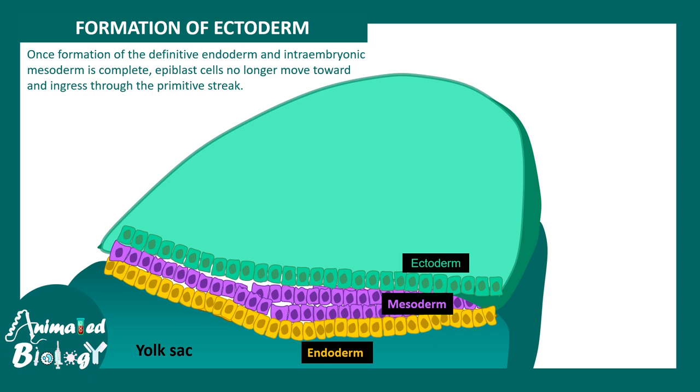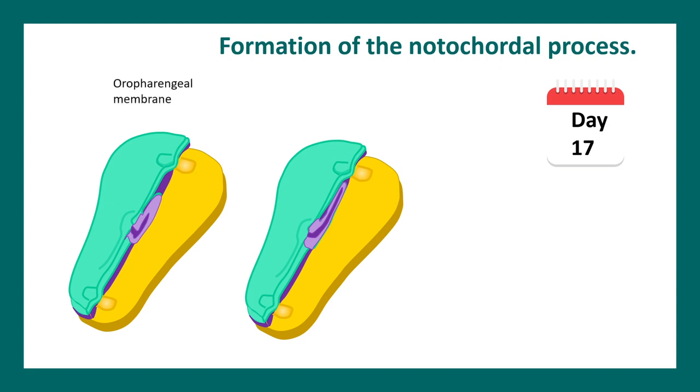After the intraembryonic mesoderm is formed, there is no more requirement of ingressing cells. So the cells which are lagged behind and no longer ingressing would form the ectodermal region. So this is the last region to be formed, ectoderm. So now at the end of day 16, ectoderm, endoderm and mesoderm have been formed. Now we enter the early stage of day 17.